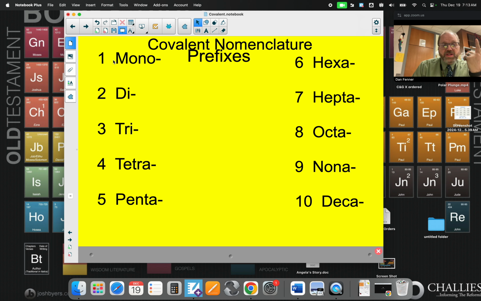If you have one of something, it's called mono. 2 is di. 3 is tri. 4 is tetra. 5 is penta. 6, hexa. 7, hepta. 8, octa. 9, nona, and 10, deca. So those are the prefixes that we need to know to do nomenclature. Now, it's just looking at how many there are and how many to name.